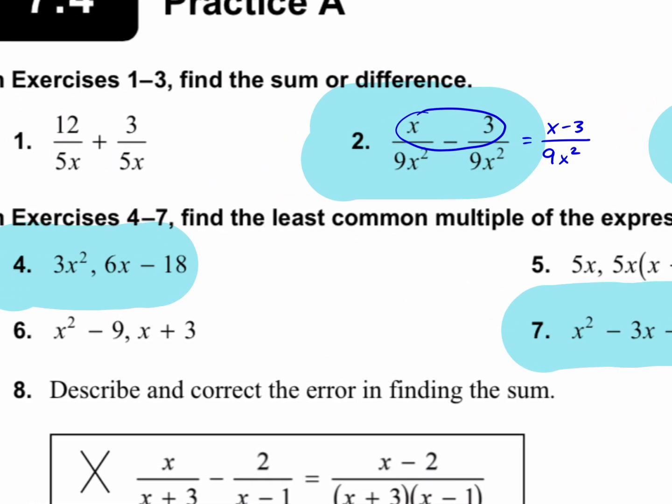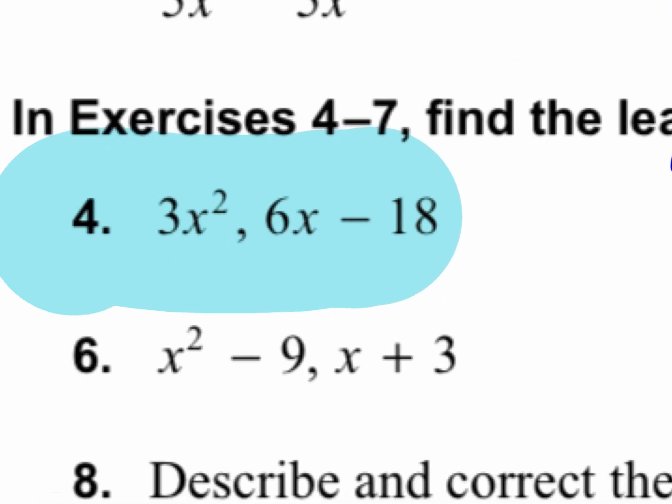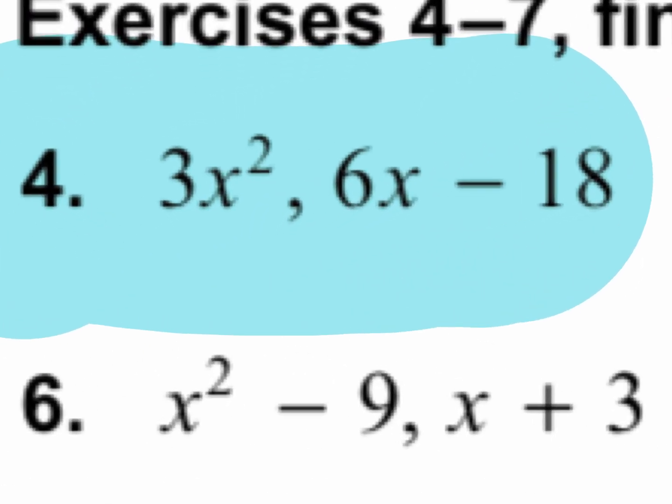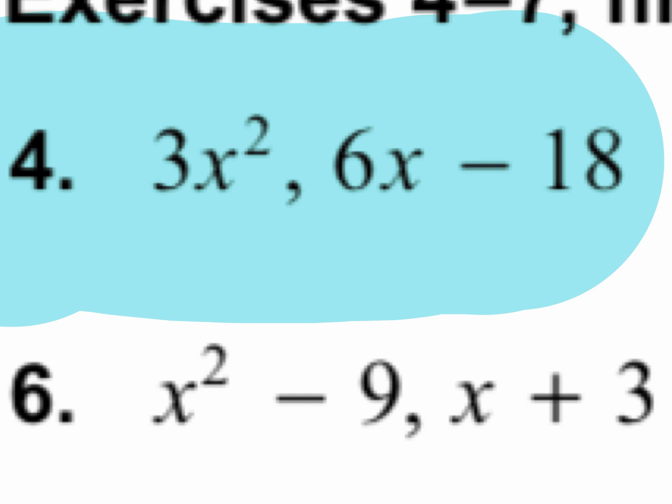All right, let's do number 4. So 4 says find the least common multiple of the expression. So least common multiple is the same thing as the least common denominator, which we've been doing in almost every single question. So we want to break down each of our factors here. The comma separates the factors, or separates the two terms.